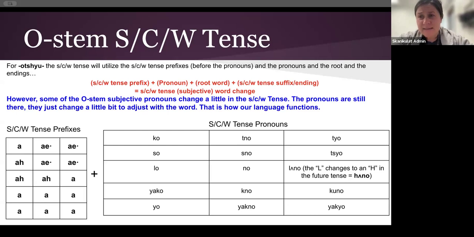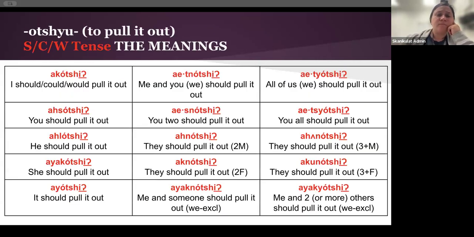Okay, this is not the case for every single stem. In the A stem, more than just the three or more males change to an H. Same thing with the C stem, but in the O stem, it's just the three or more males. So this is where understanding those small, unique things goes a long way. It just takes practice. You might not remember it at first, but eventually you will. So let's move on.